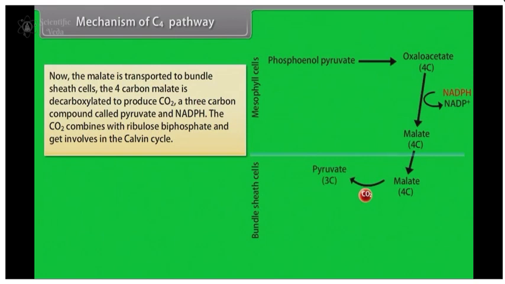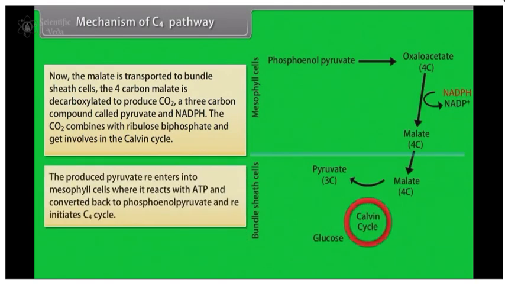The carbon dioxide combines with ribulose bisphosphate and gets involved in the Calvin cycle. The produced pyruvate re-enters into mesophyll cells, where it reacts with ATP and is converted back to phosphoenolpyruvate and re-initiates the C4 cycle.